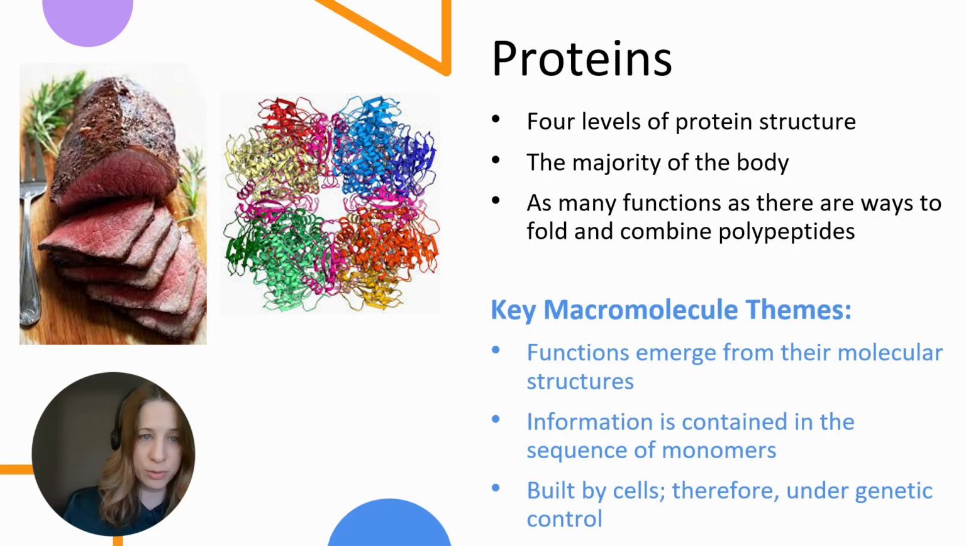As you study macromolecules, including proteins, lipids, carbohydrates, and nucleic acids, you may notice the repetition of a few key themes. See if you can apply these to proteins. First, a macromolecule's function emerges from its molecular structure. Second, information is encoded in the order of monomers composing the sequence of the macromolecule. And last, since macromolecules are built by cells, their molecular composition depends on the cell's genetics. That is to say, the arrangement of the macromolecule's monomers is genetically determined.